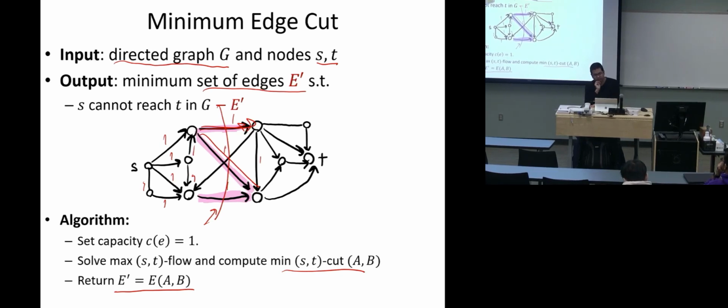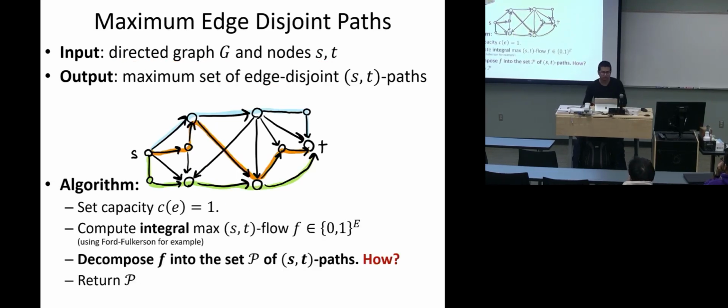Good. Well, how about this? Next problem. It's called edge disjoint path. So you have a directed graph G and also the nodes S and T. And now what I want is a maximum set of edge disjoint paths from S to T.